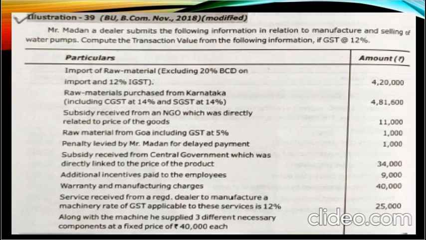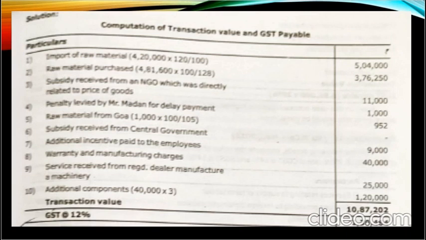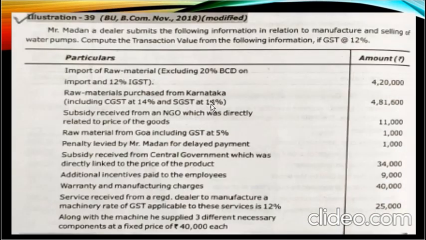Now they have asked us to find out the transaction value from the following information, if GST is at 12%, so what is the calculation required. As per the computation of transaction value and GST payable, import of raw materials, as per the question, is stated in the bracket, excluding 20% basic custom duty on import and 12% IGST.